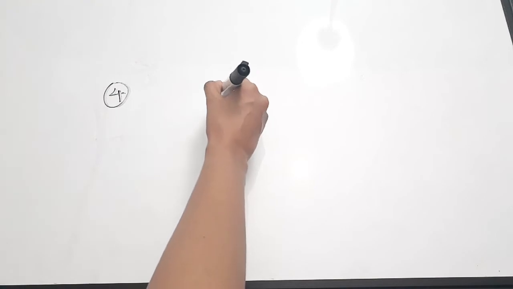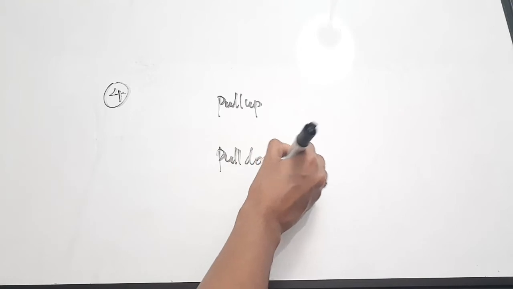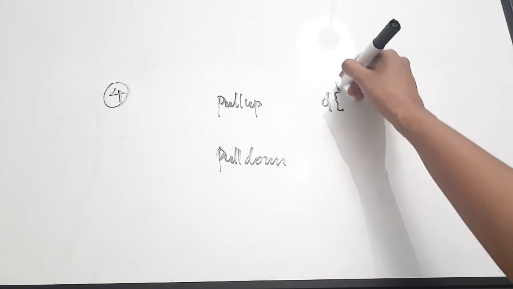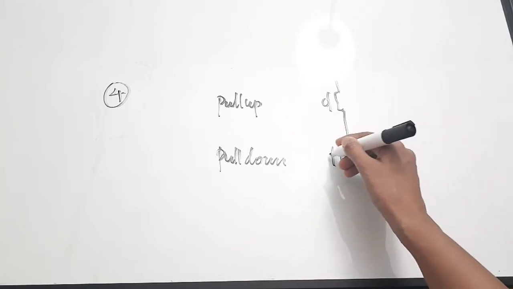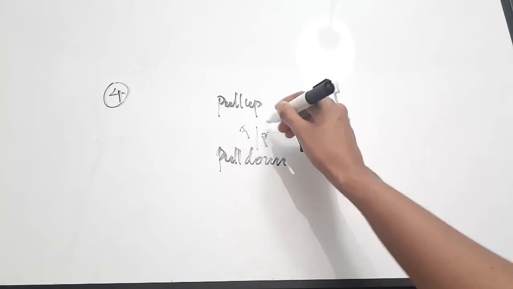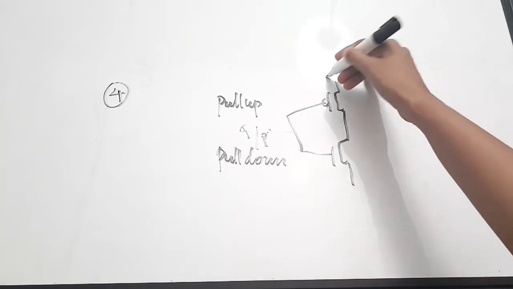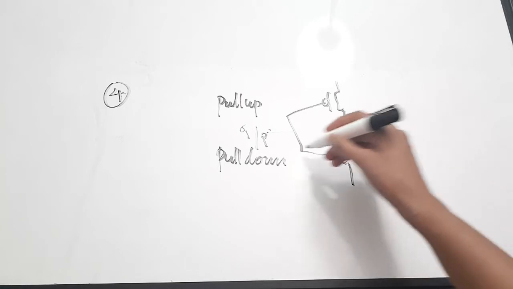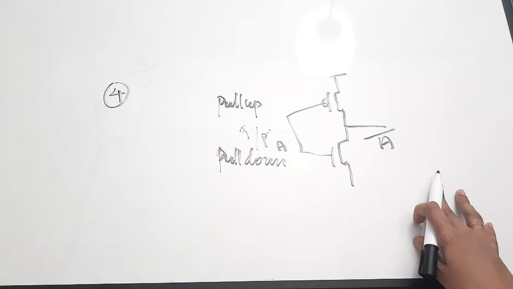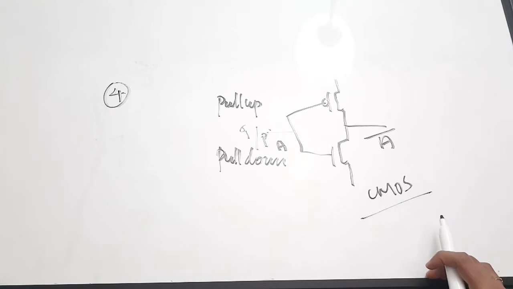So CMOS has a pull-up logic and a pull-down logic. We'll be realizing this pull-up using a PMOS. Pull-down is realized using NMOS. You connect these two gates and apply your input. And whatever input you apply to this CMOS input side, you will get the complement of it. That is, consider you are applying a variable A. You will be getting the output complemented. So this is the basic working of a CMOS or complementary metal oxide semiconductor logic.